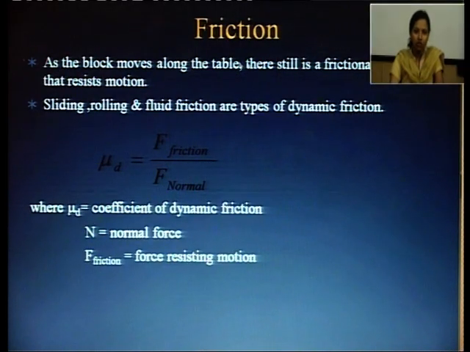As the block moves along a table, there is still a frictional force that resists motion while the two bodies are sliding across each other. Then also there is some force which is acting on the body, the force of friction, that is called dynamic friction. So, mu d is equal to F friction, that is dynamic friction, divided by normal reaction. Mu d is the coefficient of dynamic friction, Fn is the normal force, F friction is the force resisting motion, that is dynamic friction.